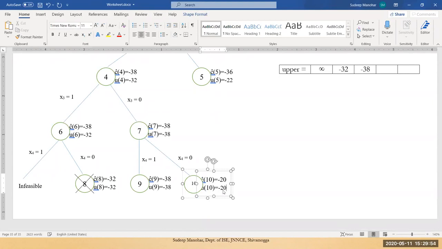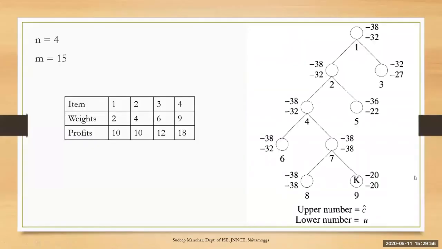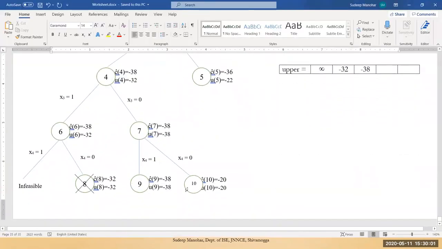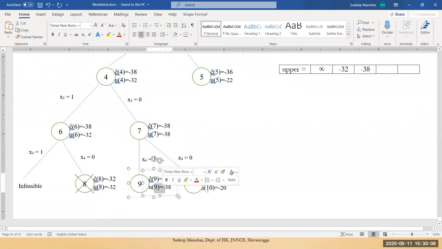So let us verify the result. Minus 38, minus 38, minus 20, minus 20. Yes, we have got the right answer for this. Now, these two are the current children that we are considering. Now check the U value, which is minimum. Minus 38 is minimum out of these two siblings. Now compare U of 9 with upper. Whether U of 9 is lesser than upper, 38? No, it is not lesser than 38.